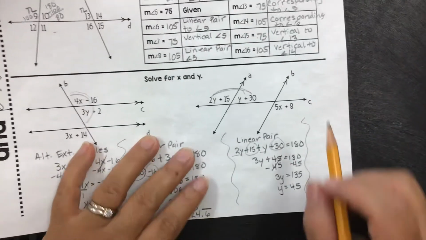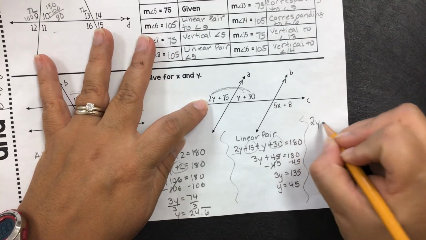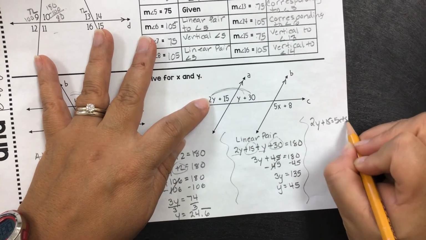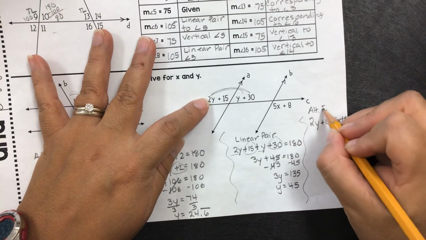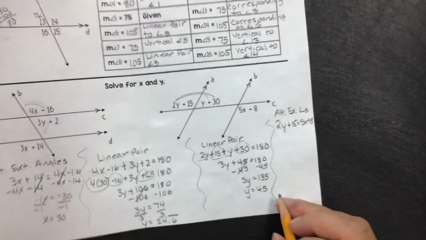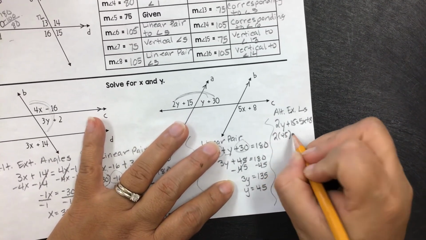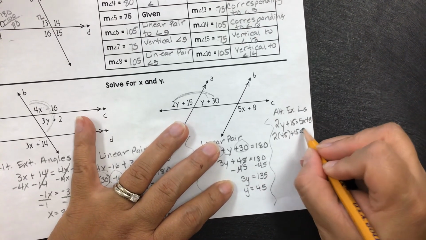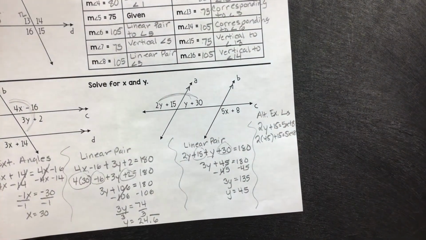Okay, so for the next one, we could use that alternate interior angles are equal. We can have 2y plus 15 is equal to 5x plus 8. This is alternate exterior angles. We already have the value of y, so we're going to plug it in. 2 times 45 is 90 plus 15 is 105. 5x plus 8. Sorry about the space.